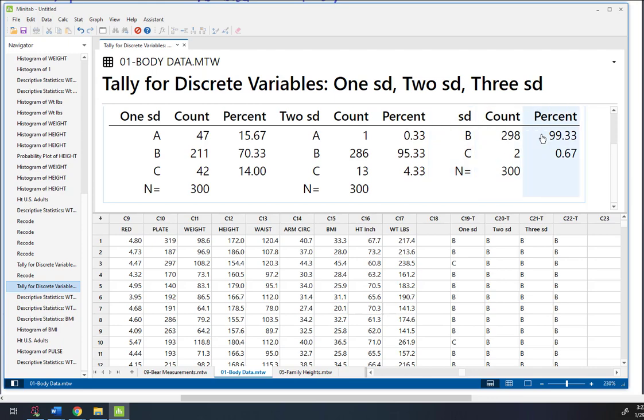And 3 standard deviations. Well, for 3 standard deviations, I got 99.33% of my data points within 3 standard deviations of the mean. And so on this weight data, it looks like it's probably normal, at least based upon how well it fits the empirical rule. And of course you'll read more about that in your textbook.